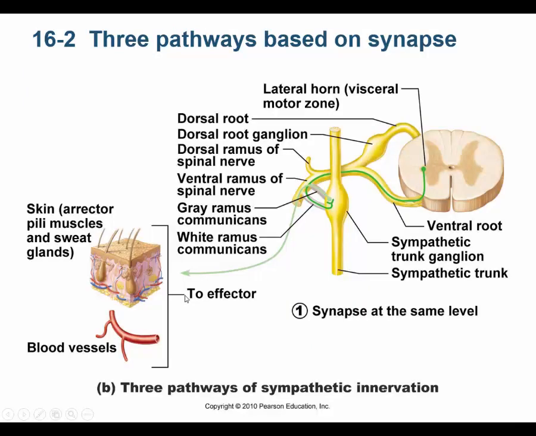All right, now there are three pathways based on synapse, and this is the same darn thing I just told you. You can see, let's just see what this is. Well, this is the spinal nerve route. How do I know? Because I looked at the label, and that says that's the spinal nerve. So this postganglionic neuron is using the spinal nerve route. It's synapsed in the sympathetic chain ganglia, and it's going out a spinal nerve. That's the spinal nerve route.